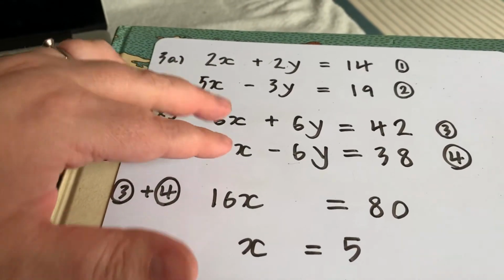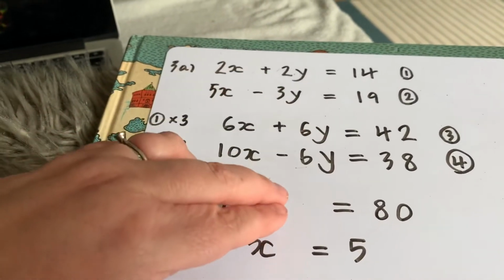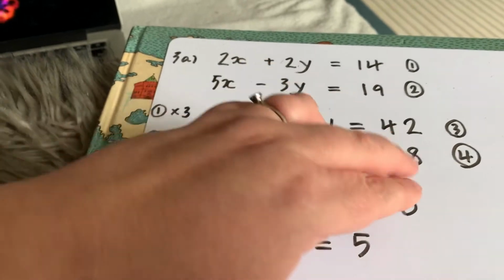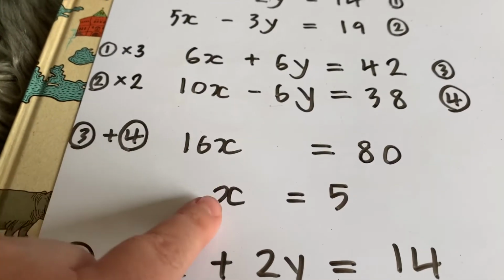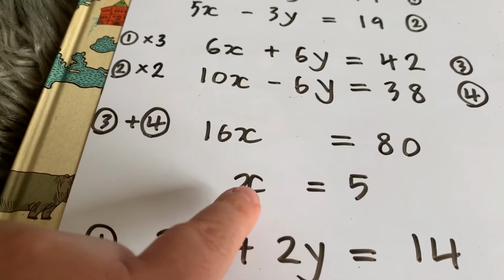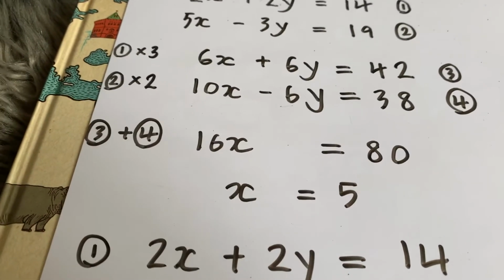So in this case, I'm adding my x's. I'm adding my y's to give me no y's, and I'm adding the numbers at the end. And so I end up with an equation that only involves one unknown, in this case x, and I can just divide by 16 to get x equals 5.